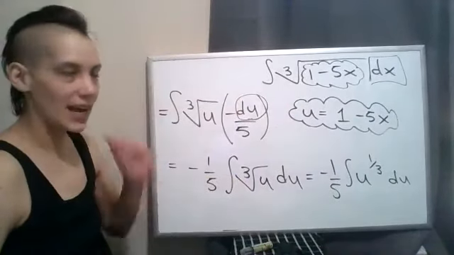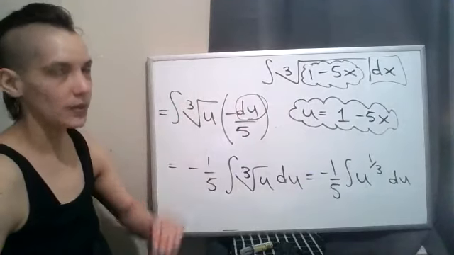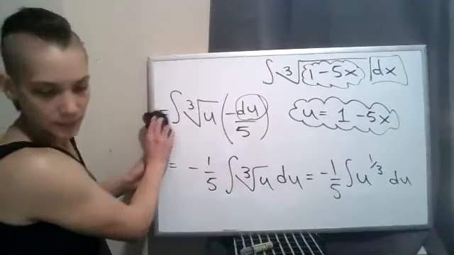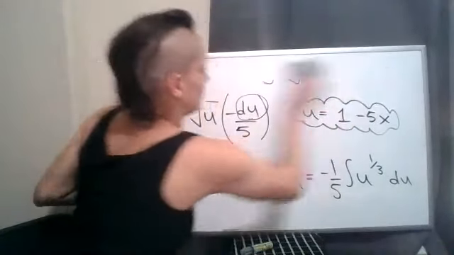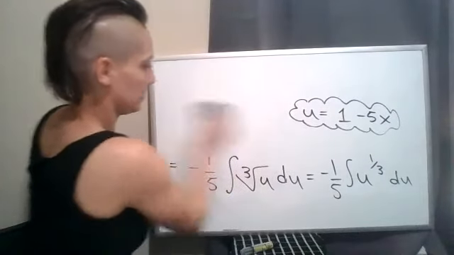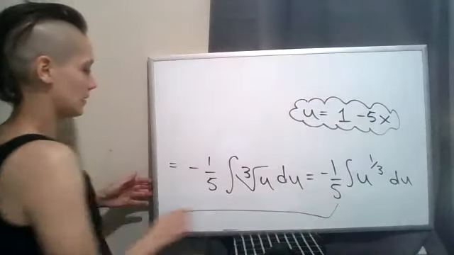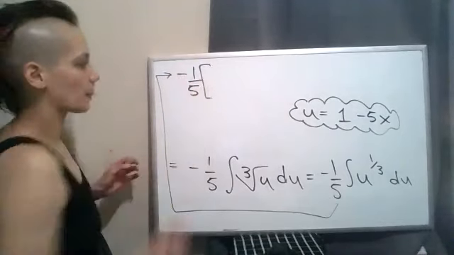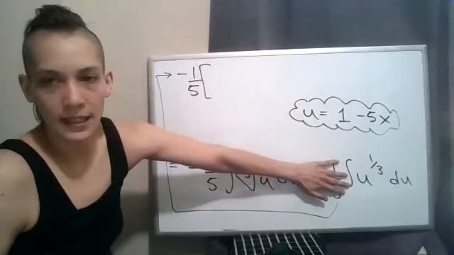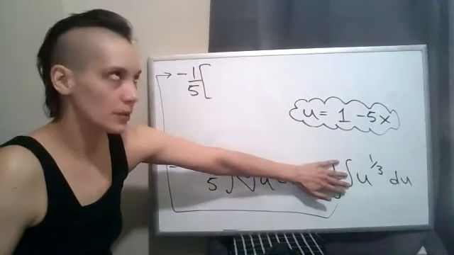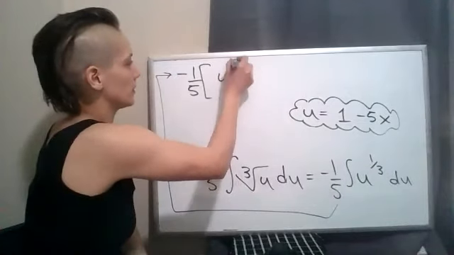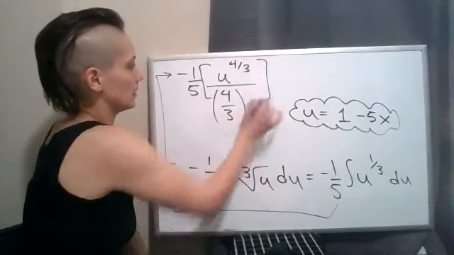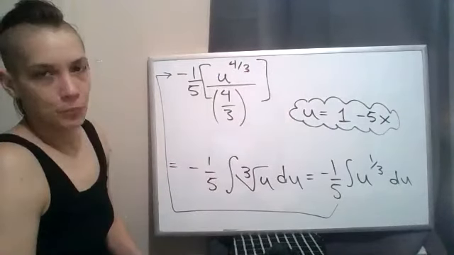When we integrate, we add 1 to the power and then divide by that number. So we're going to have 4/3 and then divide by 4/3. Negative 1/5 sits up front. And the integral will be u to the 4/3 over 4/3 plus c.